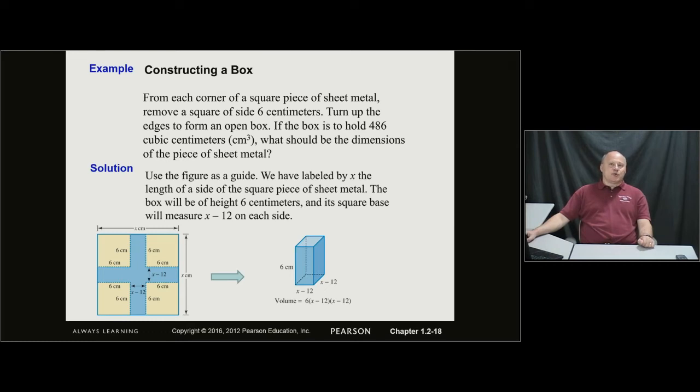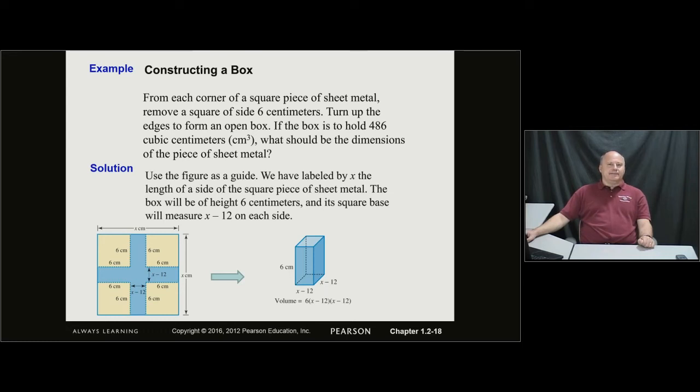So the base is actually a square. It's X minus 12 on both sides. Now, why is the height 6 centimeters? Do you see why? Because when you fold up the edges, remember you cut those 6-inch corner pieces off, and when you fold them up, that aligns with the height.